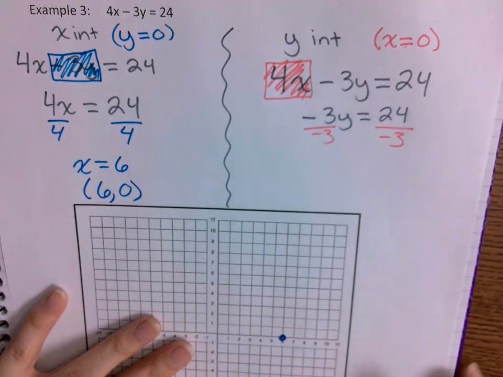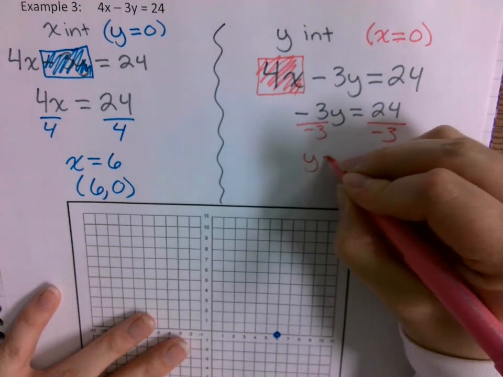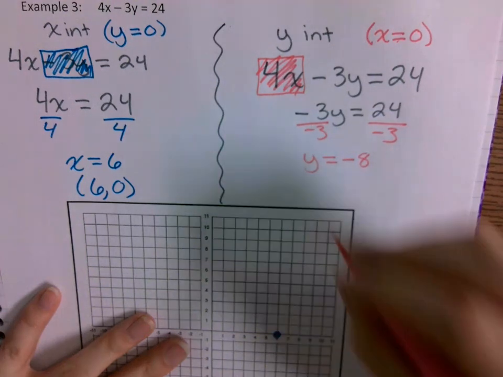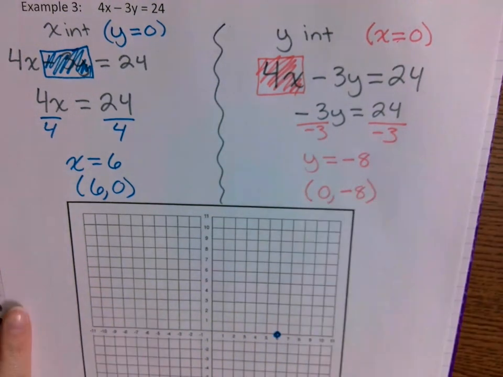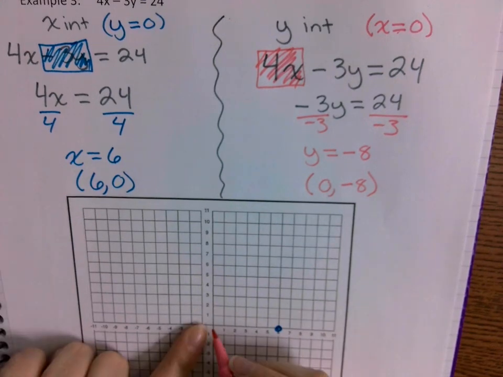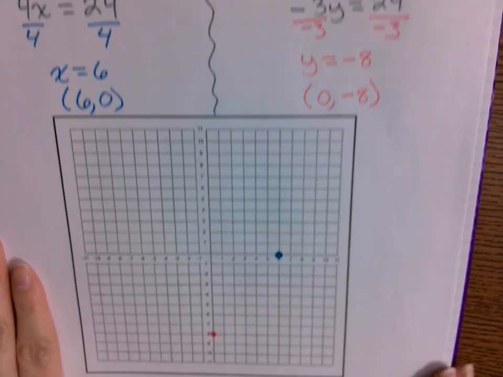Matthew B., what do we get? Negative 8. Y is going to be equal to negative 8. So now I'm at the point 0, negative 8. So I start at 0 and I go down to negative 8. And then I graph it and connect.